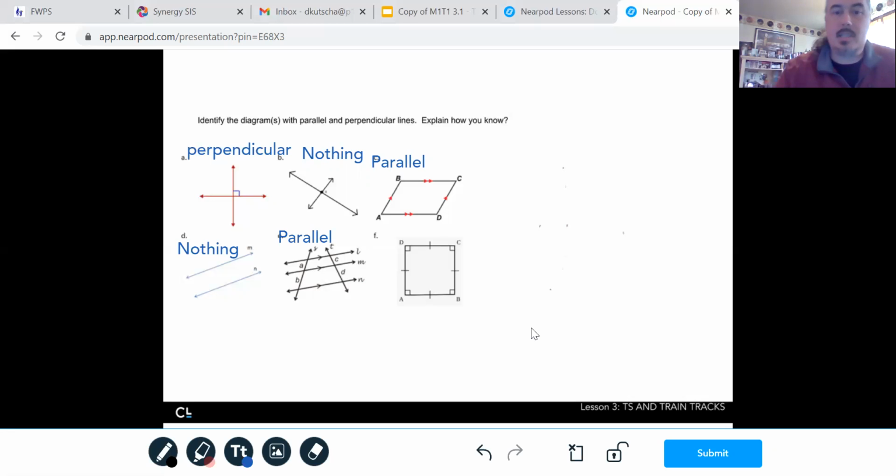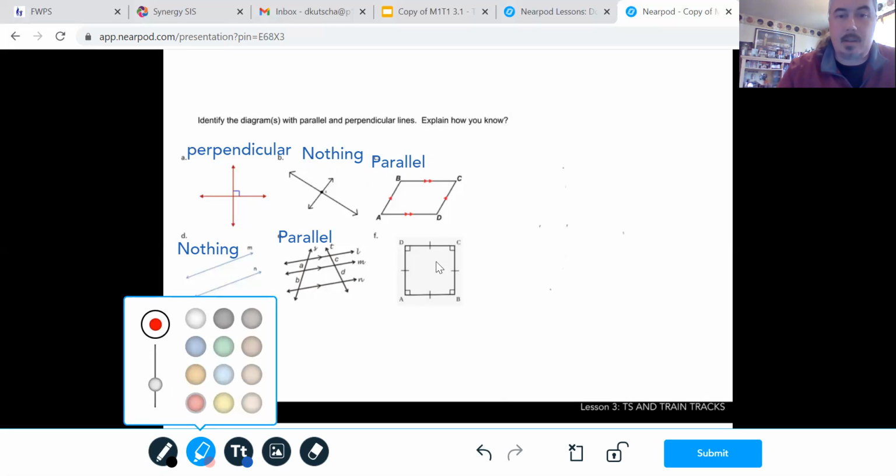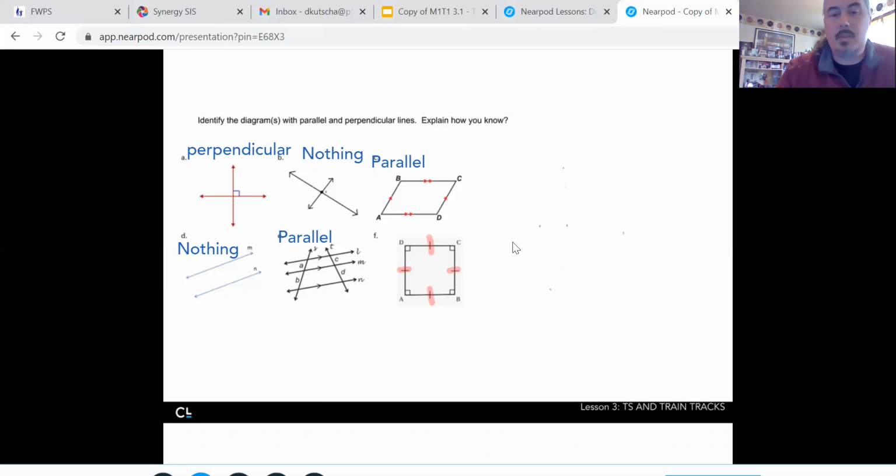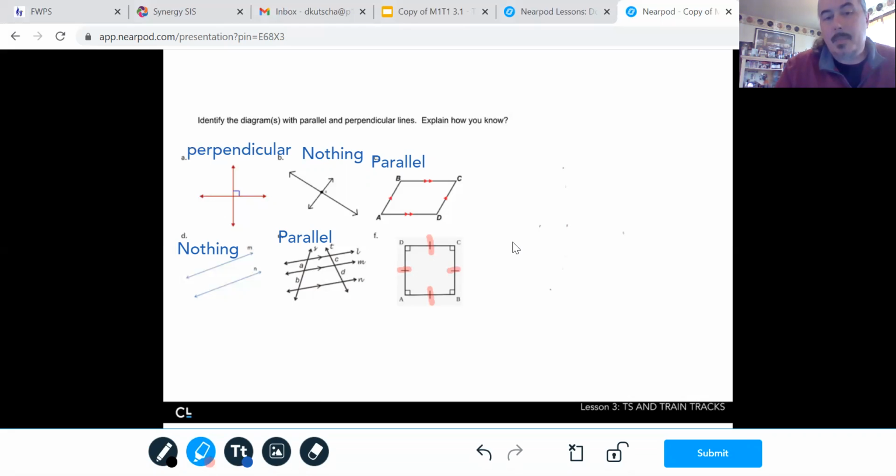In this diagram, notice these tick marks here on the side. I'm going to go ahead and highlight them with my highlighter. So we have a tick mark here, here, here, and here. And what that means is that the line segment AD is congruent to the line segment CB, and CB is congruent to CD and AB. They're all the same length. So we can say that, yes, all four sides of this shape happen to be congruent.